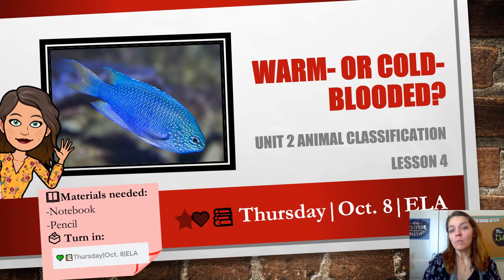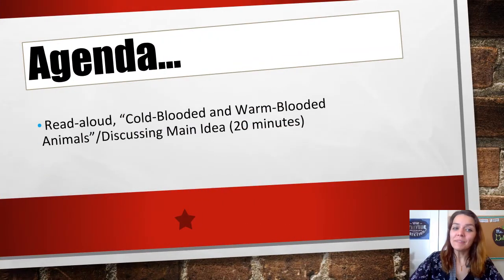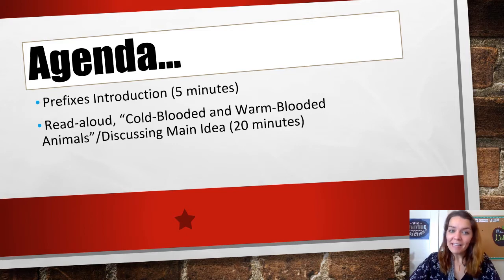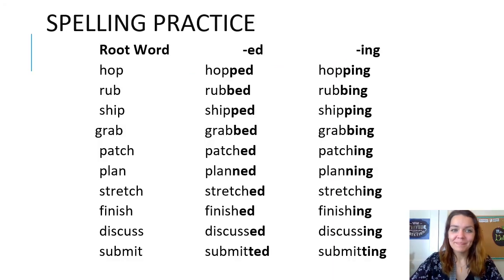Today we're going to talk about warm or cold-blooded animals. By the end of the lesson, you will turn in Thursday, October 8th, ELA. Today we'll start with a quick prefix introduction. We'll have a read aloud, chapter 4, and then you'll have your exit ticket.